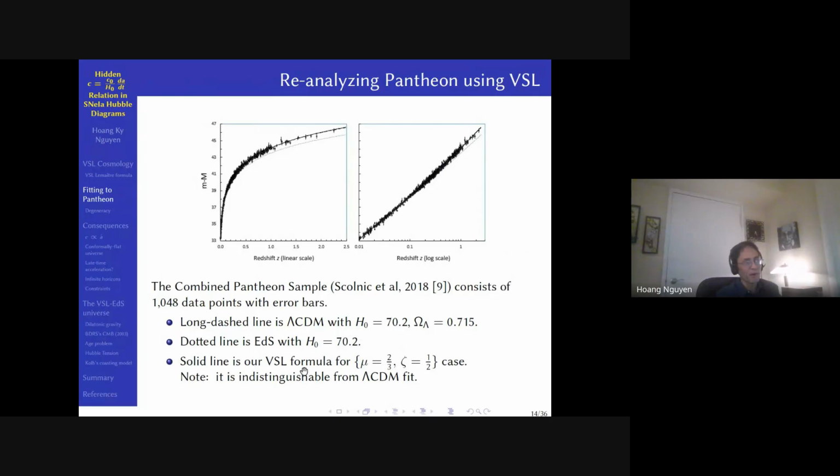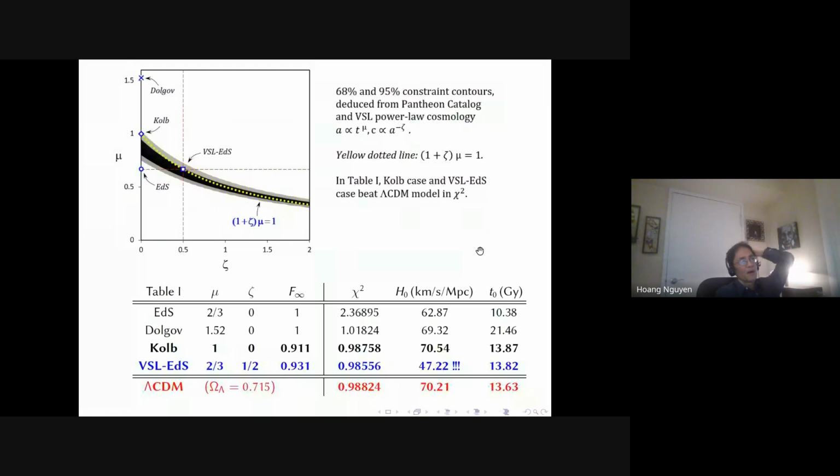However, if we use our formula, we have a solid line. I'm showing you the case for mu equal to 2/3 and zeta equal to 1/2. And this is a very important case. I will come back to this momentarily. And now you know the two lines for the lambda CDM and the VSL formula here are indistinguishable. We don't see the difference in this picture whatsoever. Now, this one is resolved if I allow mu and zeta to run independently.